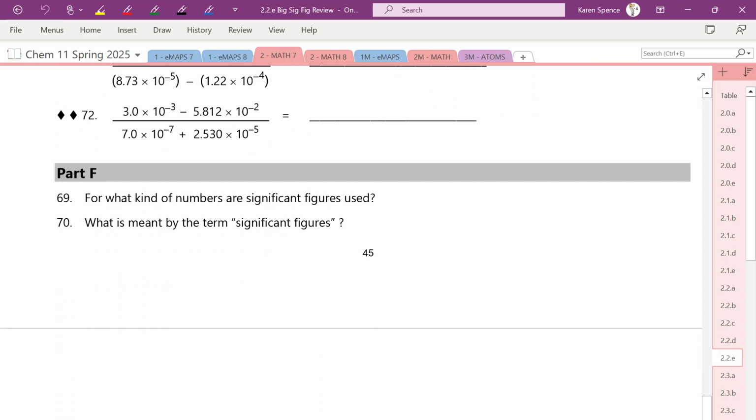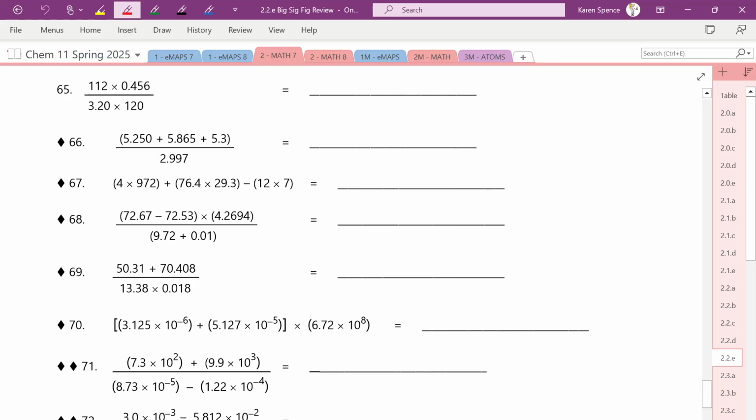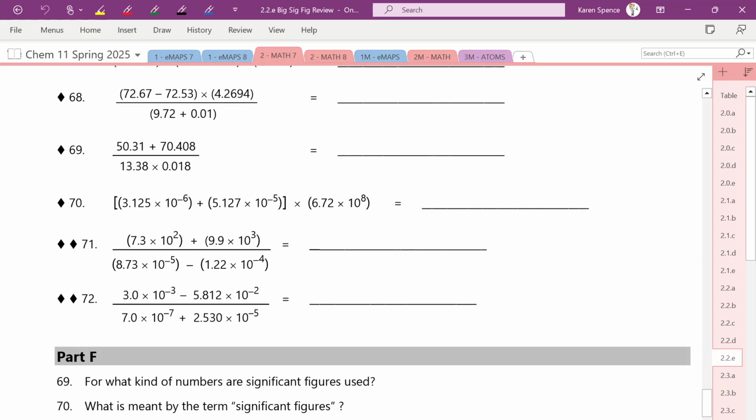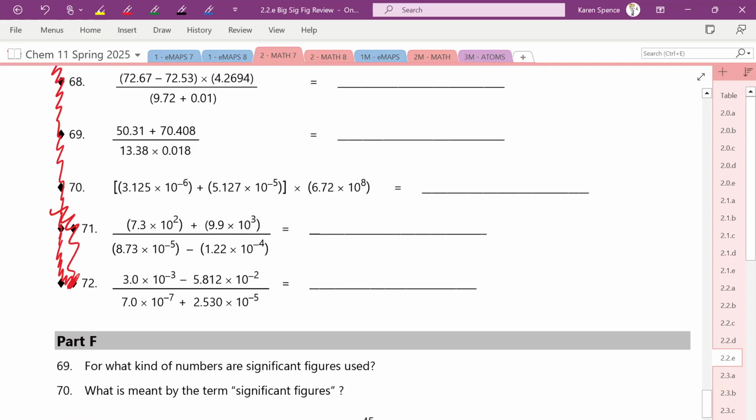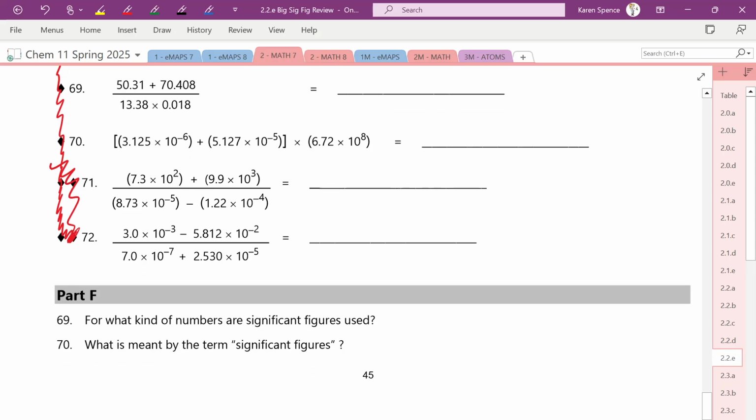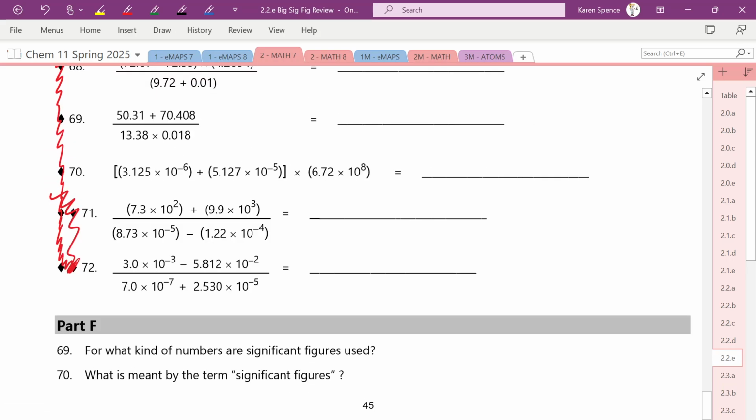We've got pages and pages, 45, 44, 43, 42. On page 45, we're going to get rid of these little doodads. All of it's fair game. All fair game. What about 69 and 70? No, don't worry about it. I would not worry about it.